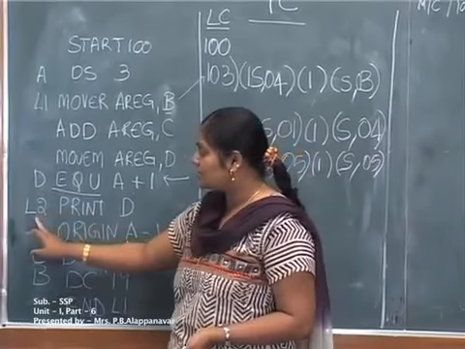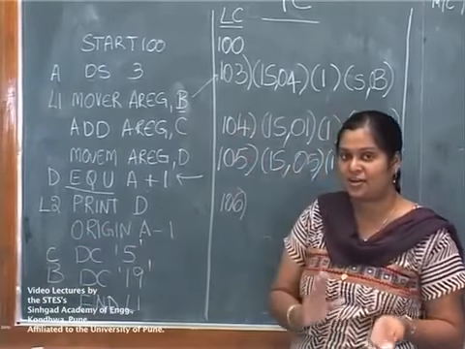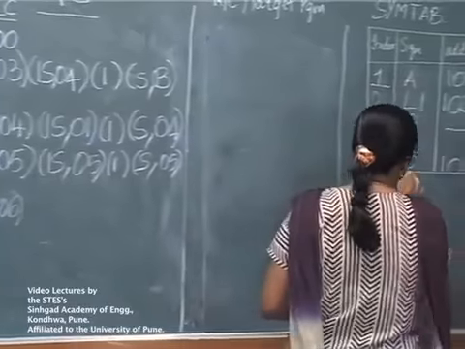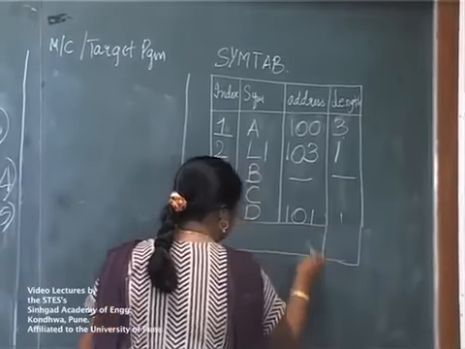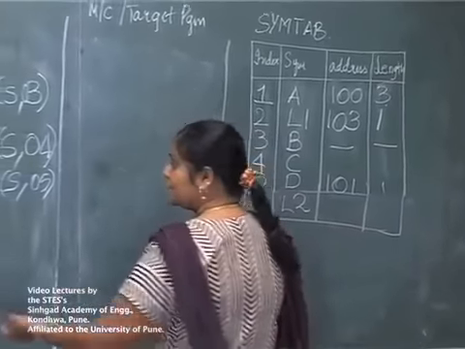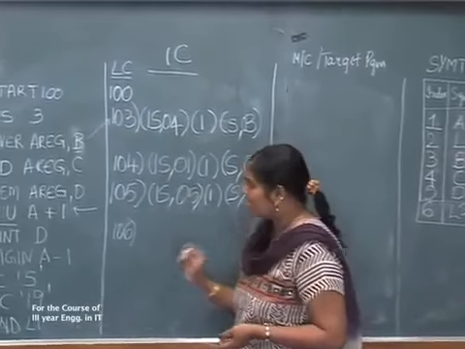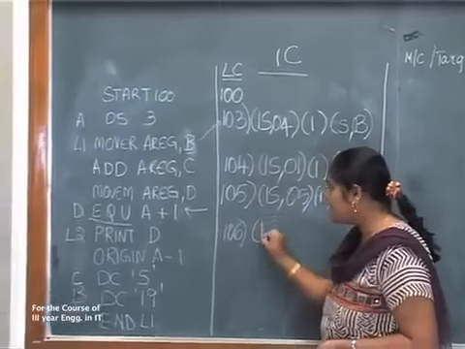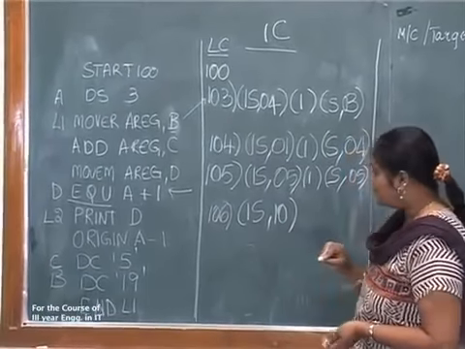Now coming to the next statement, we encounter a label which is L2. If it is a label, I need to make an entry into the symbol table if it is not already there. So here we need more space in our symbol table, so we'll extend it. At location 6, I will enter L2. And what is our location counter value? It is 106, and it occupies length 1. So at 106, PRINT. PRINT is an imperative statement and it has an instruction opcode of 10.